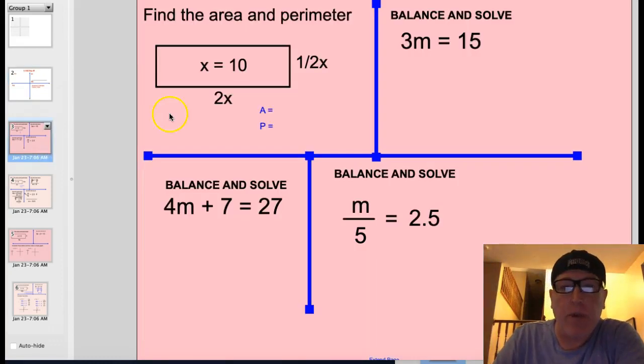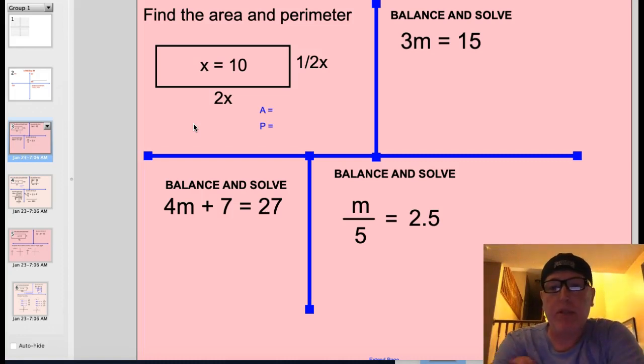All right, let's get going with the review. Here we go. Find the perimeter and area of that rectangle, balance and solve. These are the three problems. Maximum of 5 minutes. Go ahead.